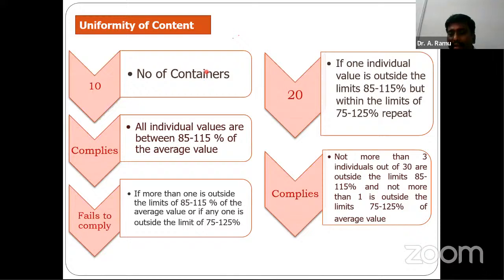So let us see how to perform the uniformity of content test. To perform the uniformity of content test, we have to select 10 containers randomly. From the batch of suspension that is prepared in the industry, I have to select 10 containers randomly. After the selection of 10 containers, what you have to do is first take the first container.